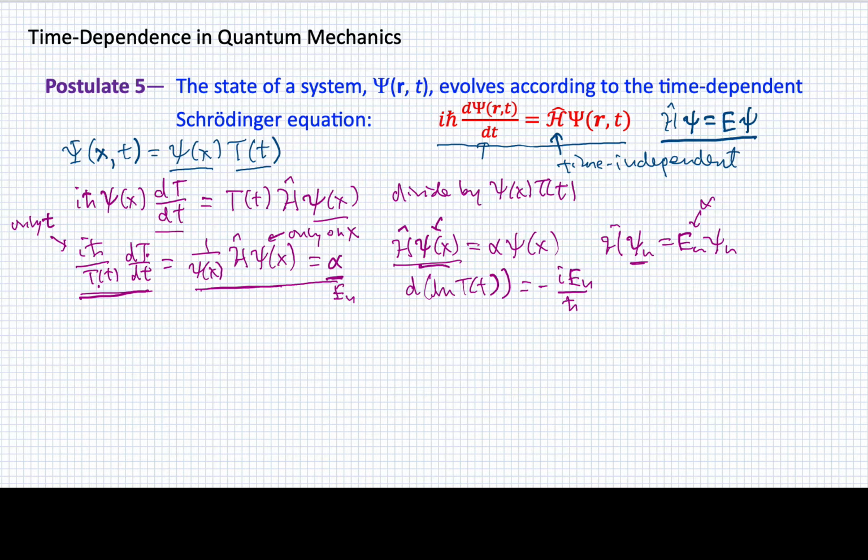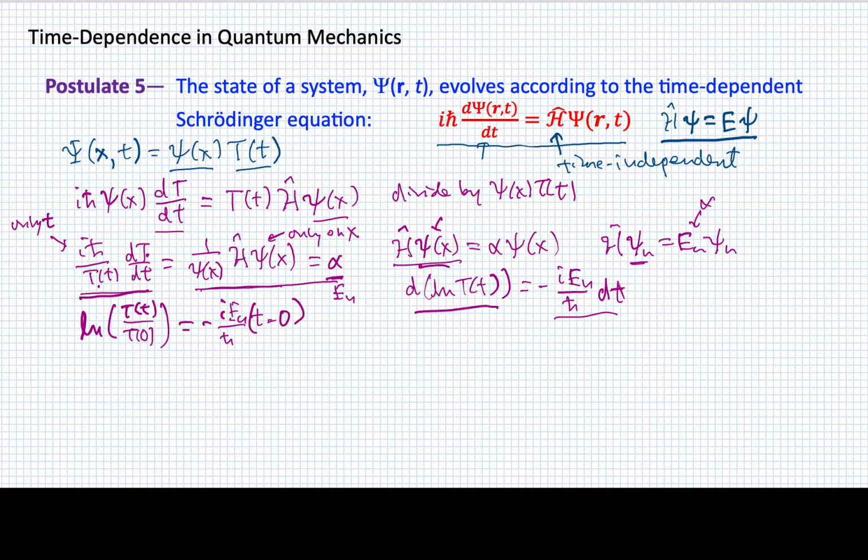by i, that's the same as multiplying by minus i. It's a useful trick to remember. But that's going to be equal to this dt. So when I integrate this equation, when I integrate the left-hand side, I'm going to get log of T(t) over T(0). And on the right-hand side, I'm going to get minus i E sub n over h bar times time. Okay, or formally time minus 0, but just time.